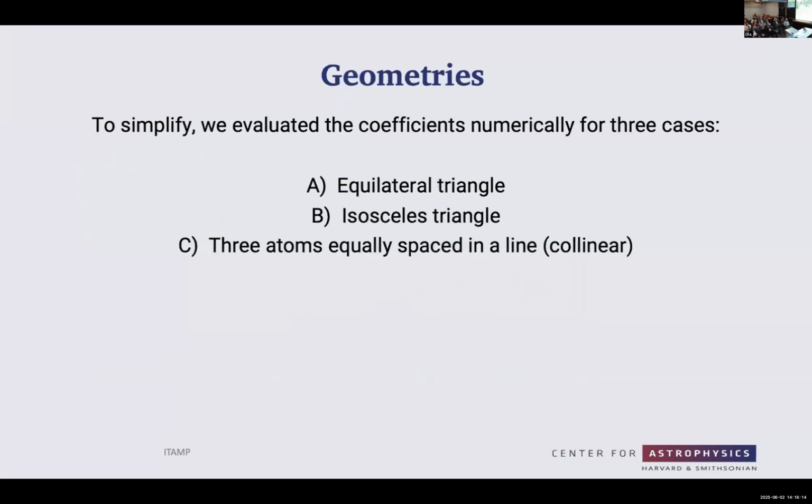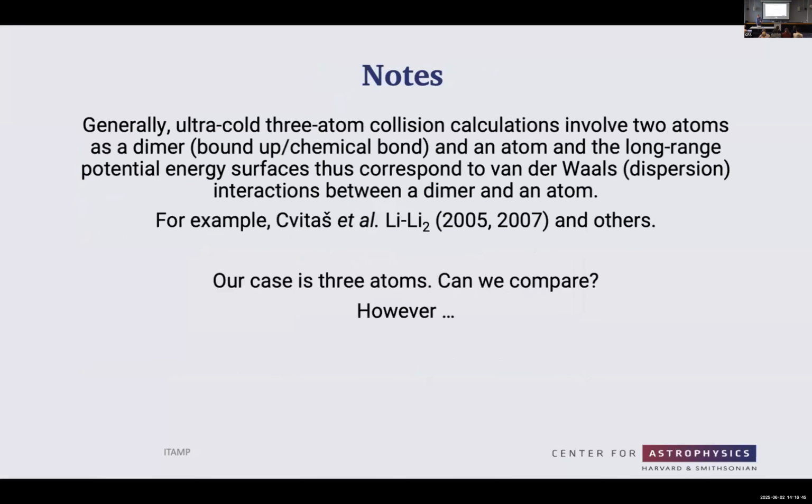And in fact, to simplify, we just followed tradition and looked at the equilateral triangle, the isosceles triangle, and the 3 atoms spaced equally in a line, just so we could present it in a paper. But those cases might be useful in any case. So we can look at some results. And now you just visualize this 2s, 2s, 2p in an equilateral triangle.